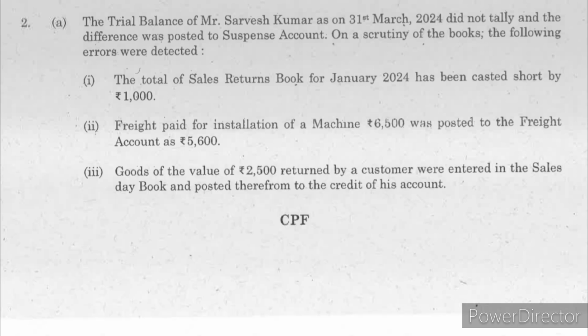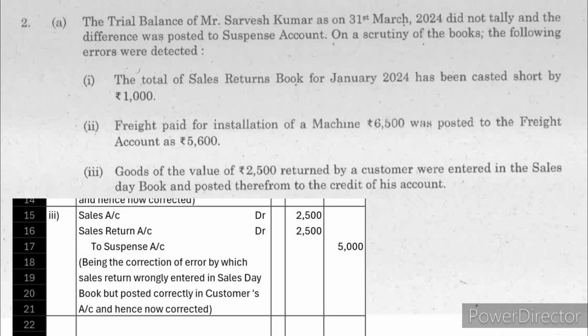Third transaction. Goods of the value of rupees 2500 returned by a customer were entered in sales day book and posted therefrom to credit office account. This is an example of error of commission. Rectification entry will be sales account debit 2500, sales return account debit 2500 to suspense account 5000. Narration being the correction of error by which sales return wrongly entered in sales day book but posted correctly in the customer's account and hence now corrected.